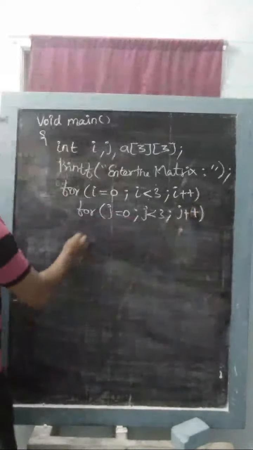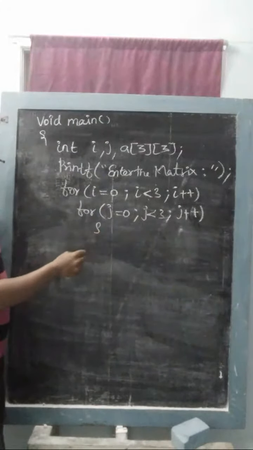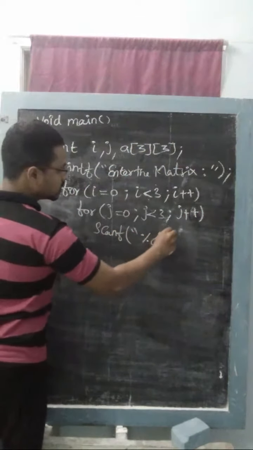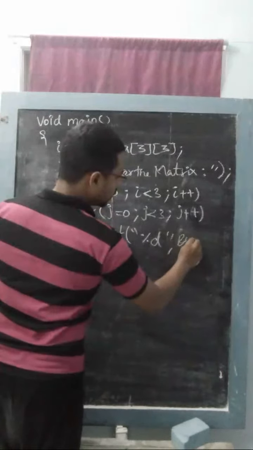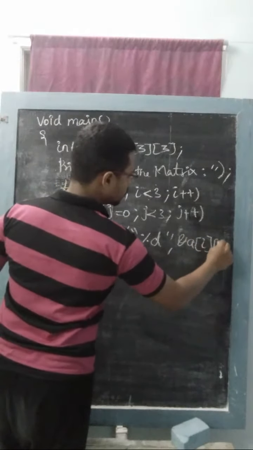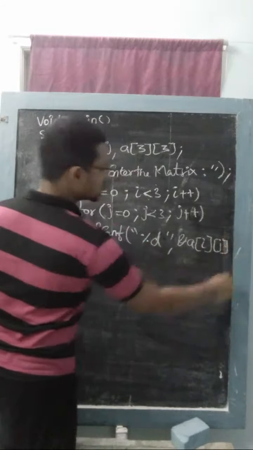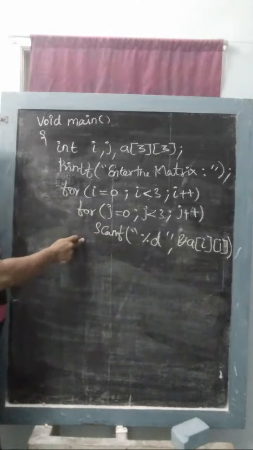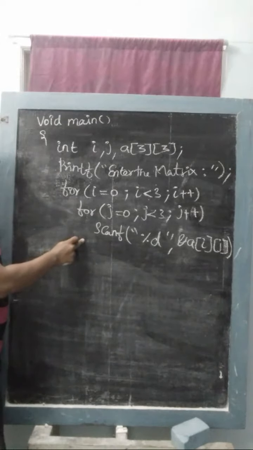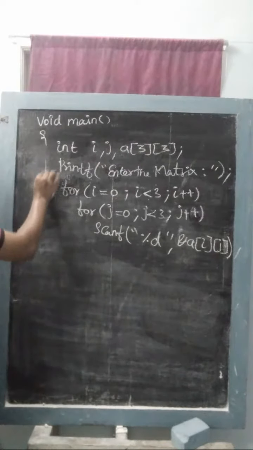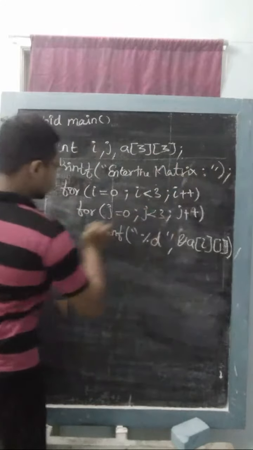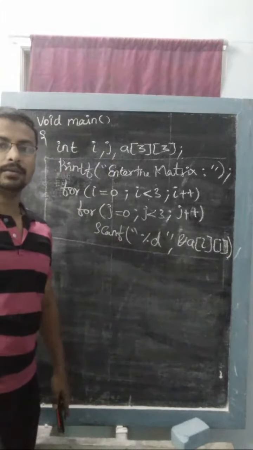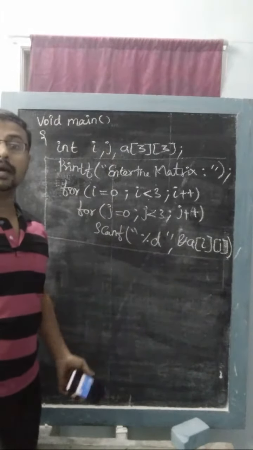j plus plus, and then I want to get the integer matrix. All the elements are integer, so in scanf I write %d and address of a of i of j. These are the things I already explained in the last class itself. Okay, I'm closing. So this is the way I get the elements of the matrix. This is the first part: we are getting the two-dimensional array, the matrix values.